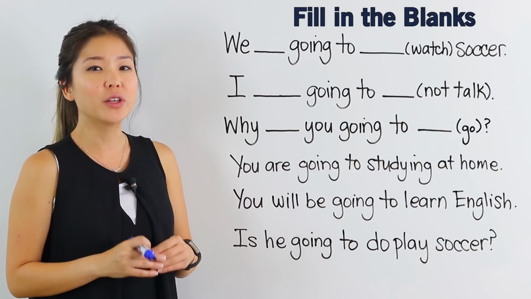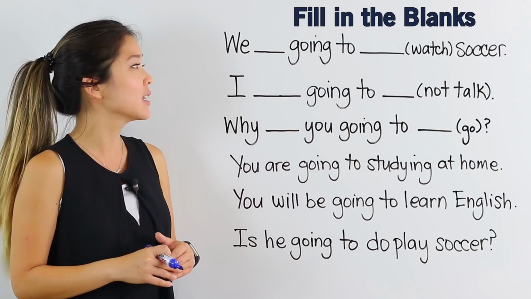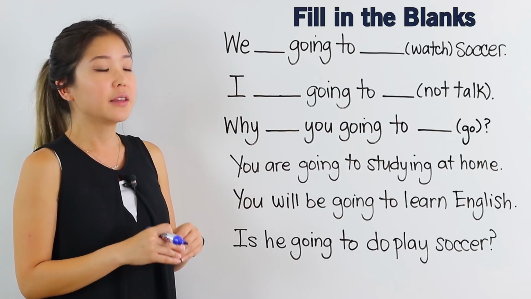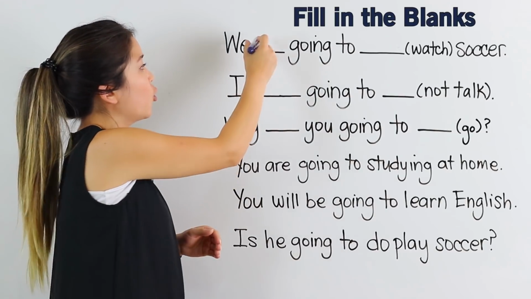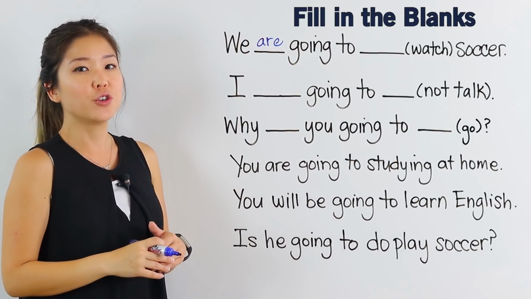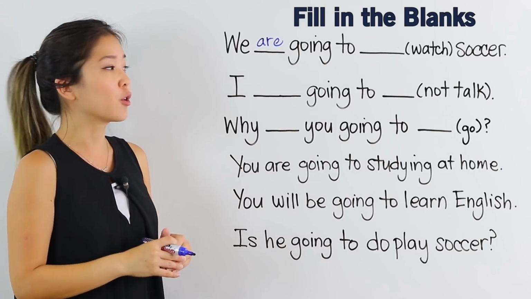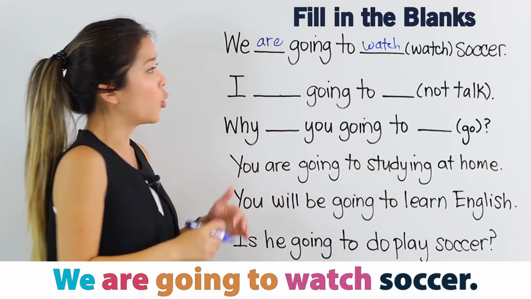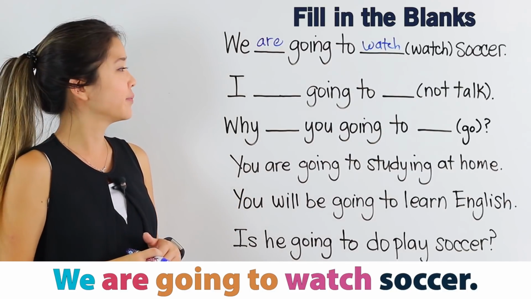Remember, for be going to in the future simple tense, we start with the subject and then the be verb. The subject here is we, so we need the be verb are. We are going to, and then the base verb, watch. We are going to watch soccer.